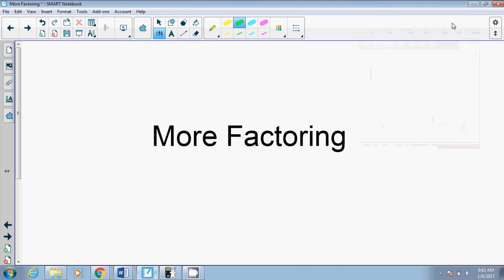This video is going to cover more factoring techniques. So whenever we factor, first thing we do is we factor out the greatest common factor. Then we determine the number of terms and choose the appropriate method.